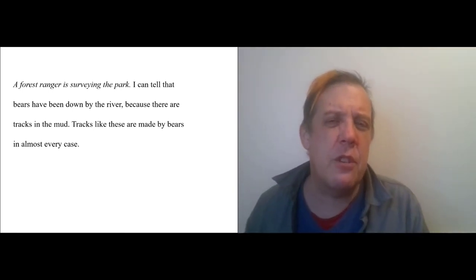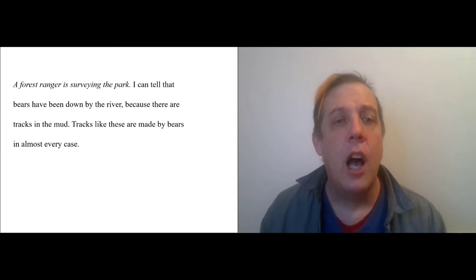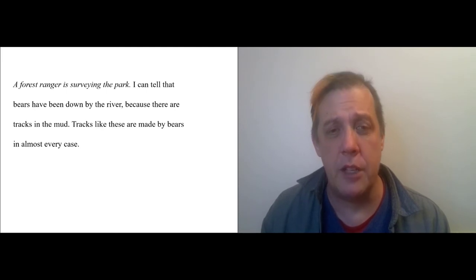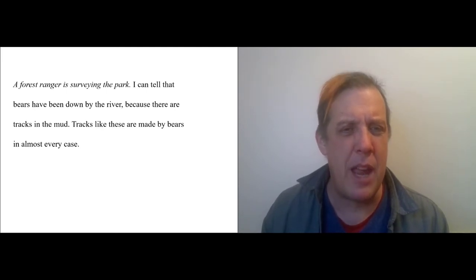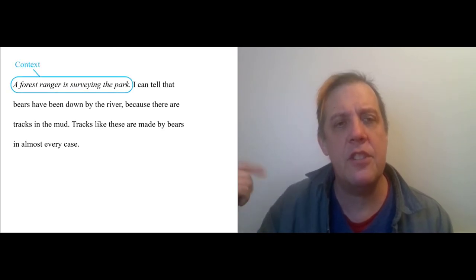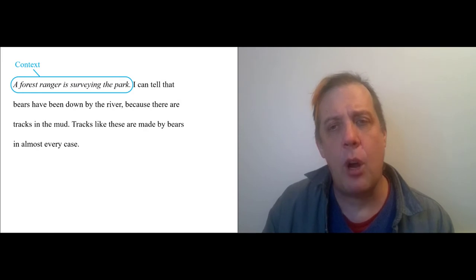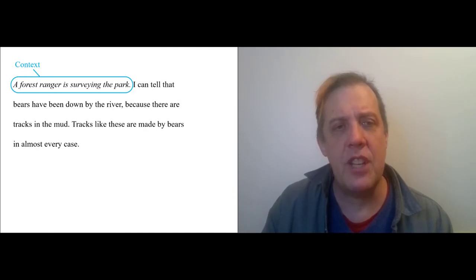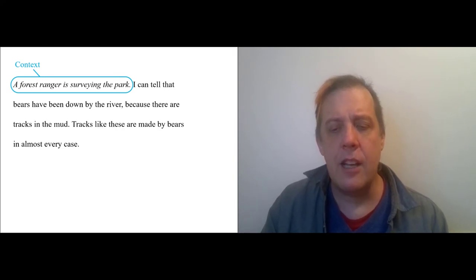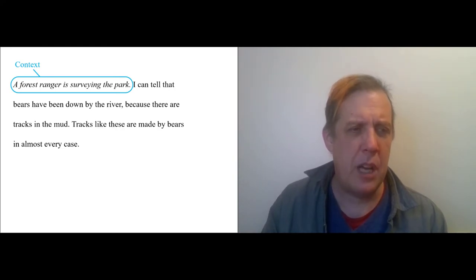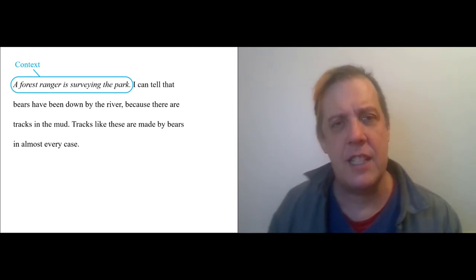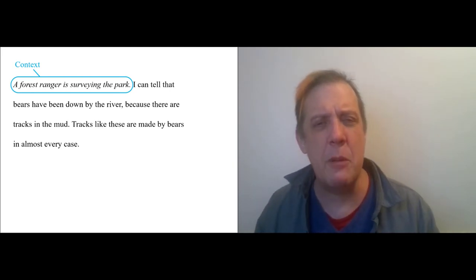A forest ranger is surveying a park, and he says, I can tell that bears have been down by the river because there are tracks in the mud. And tracks like these are made by bears in almost every case. So now remember, with the conventions that we have set up for this course, the part in italics at the beginning represents context. And a lot of times context won't matter, but sometimes it does. And I like keeping that there to emphasize the idea of context. Arguments occur in context.